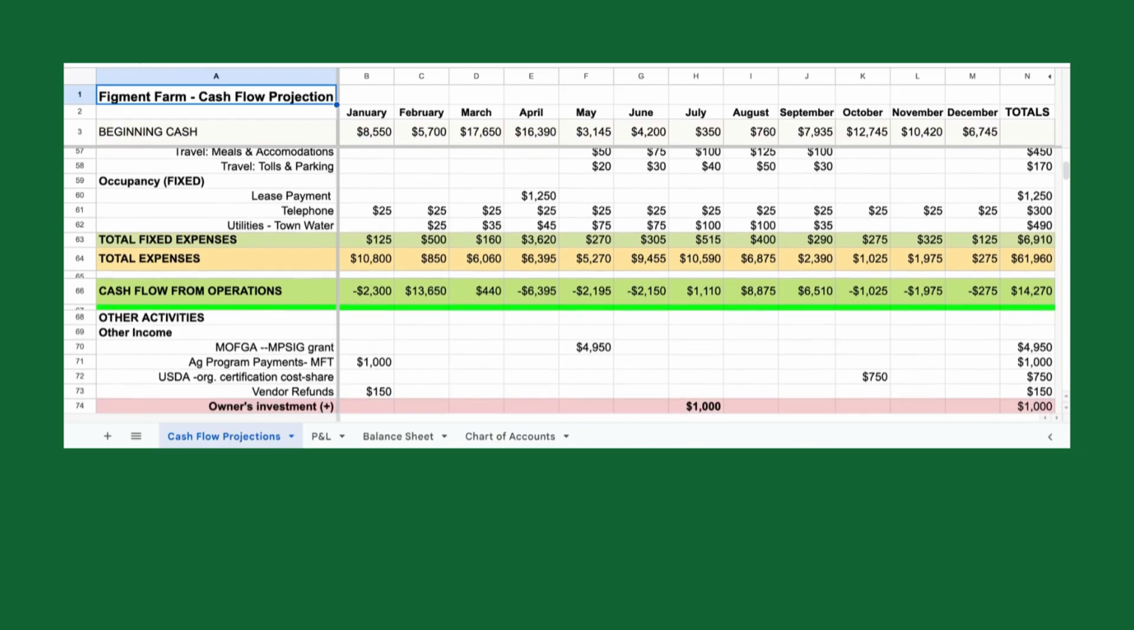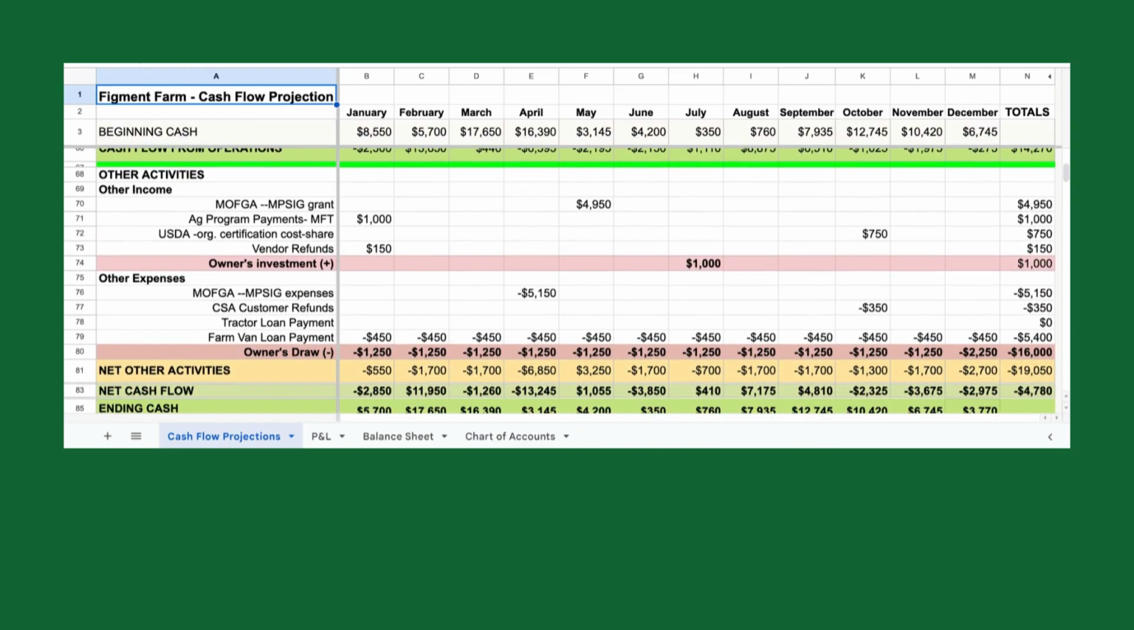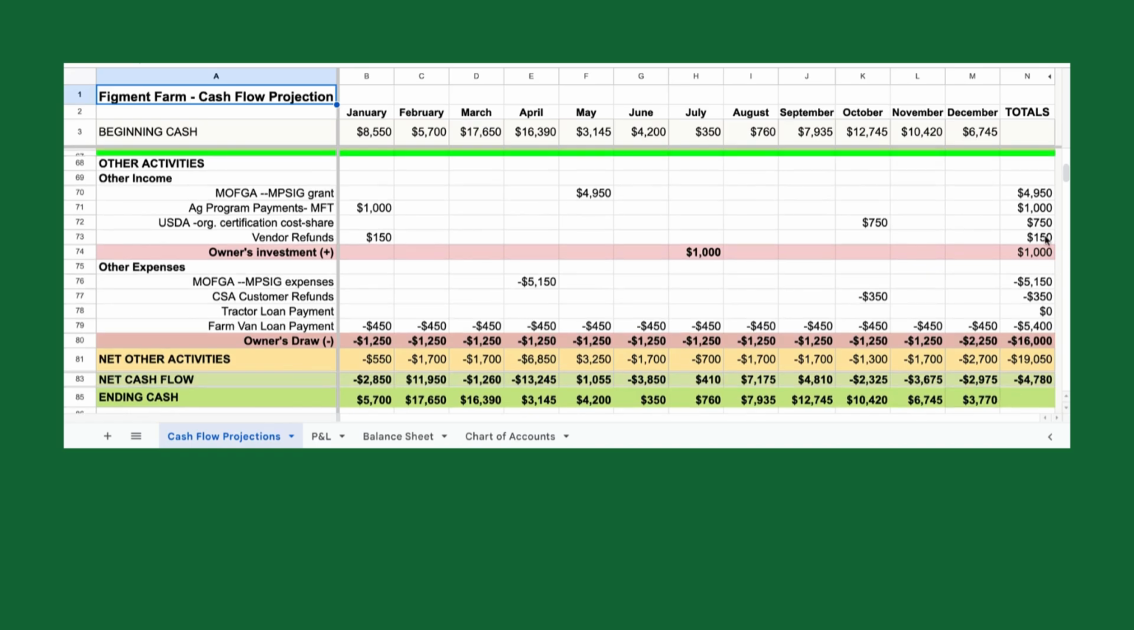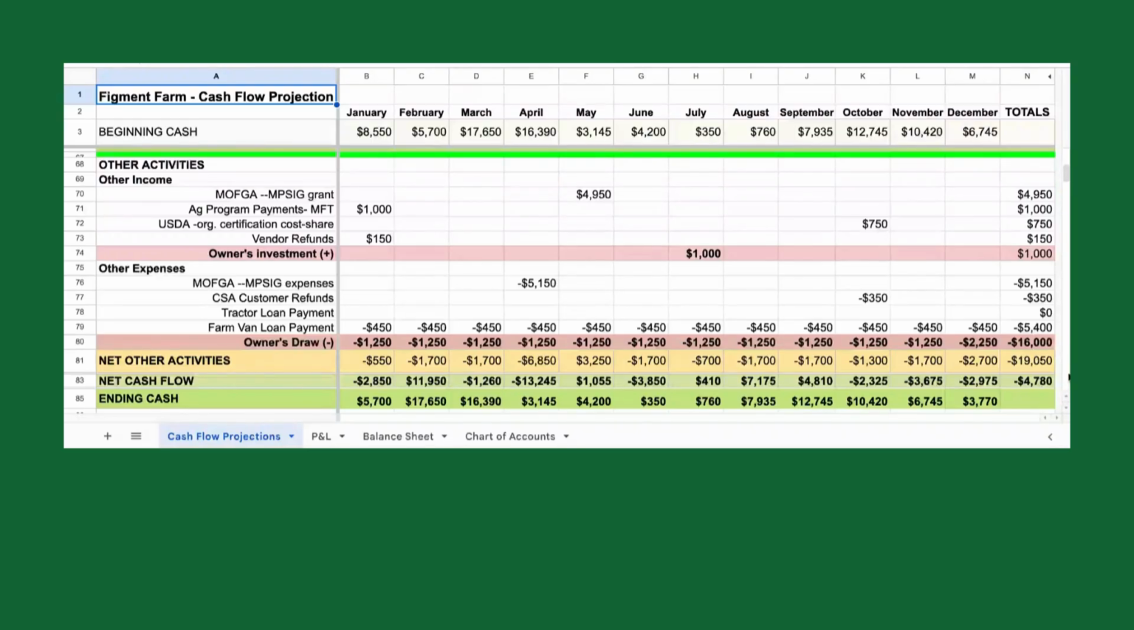And then below the green line, there are the other activities like some grants and ag program payments, plus this owner's investment in pink, which we'll look at again soon, and then some other expenses like the items purchased with the grant, some CSA refunds, a delivery van loan, and then also in pink, this owner's draw. They pay themselves a salary of $1,250 per month. In the end, they're looking at a loss of around $4,700 this year.